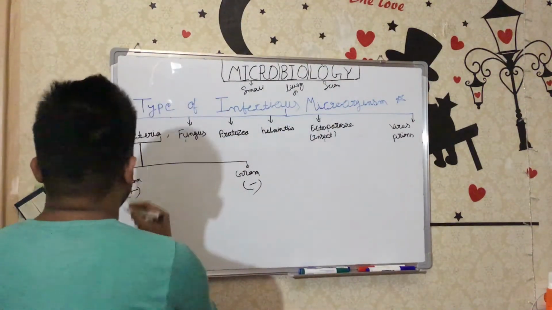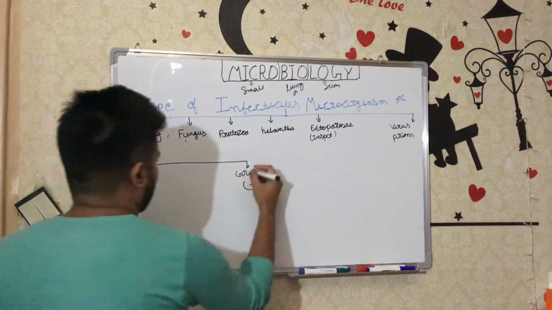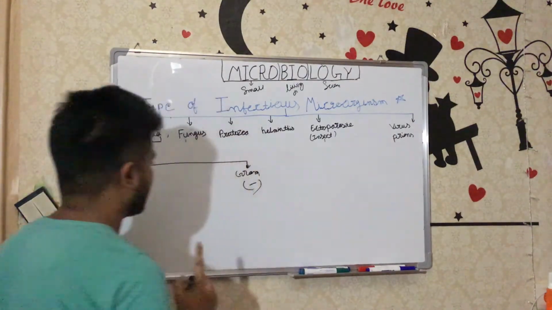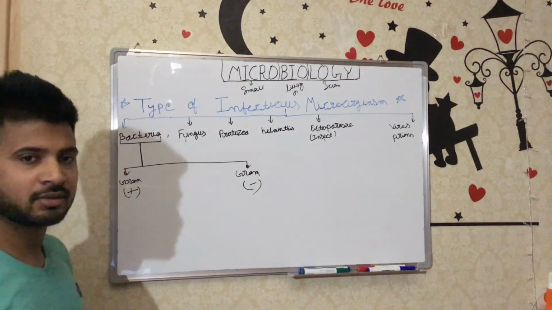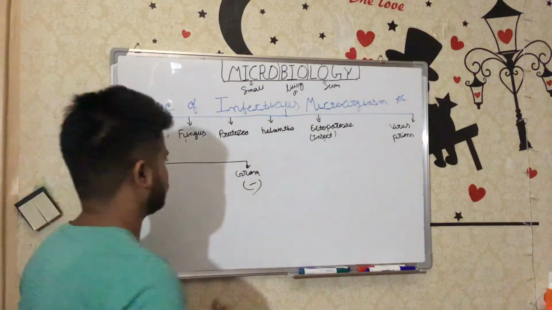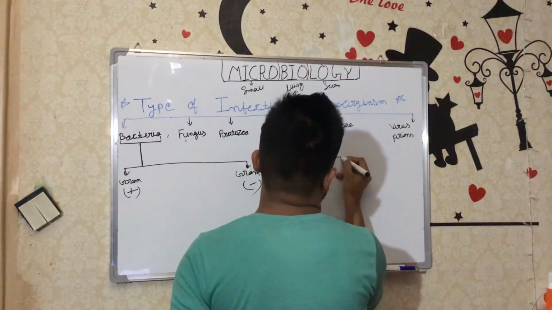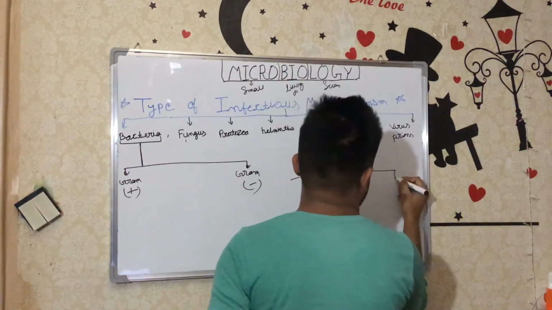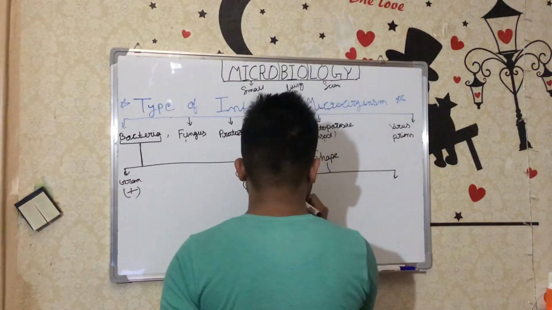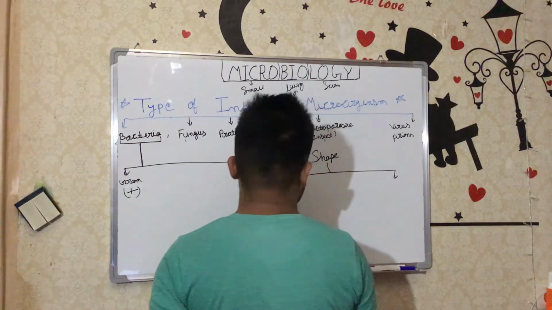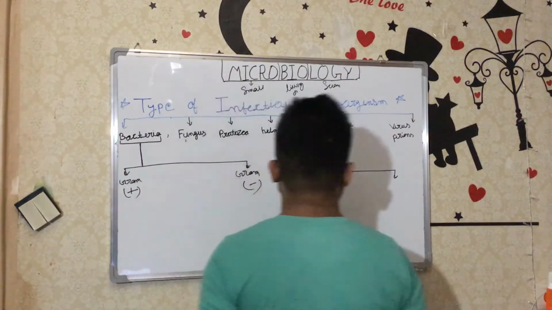So gram positive and gram negative. And now we'll discuss the shape, which types of shape bacteria have. So shape, first it's the cocci shape, meaning the round shape, you can say cocci shape.